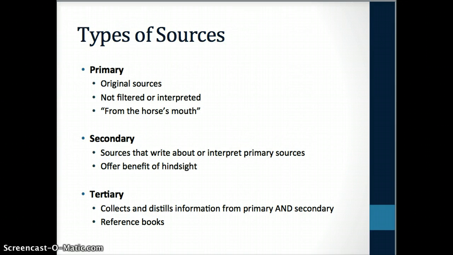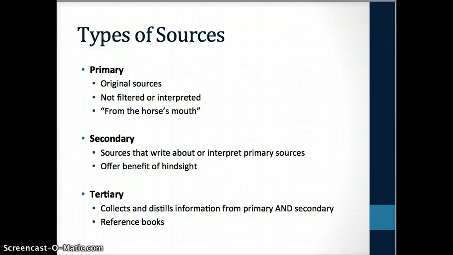What does that mean? Well, this is one more way we can break down and think about the types of sources available to us. Primary sources are original sources. If you sit down and write a diary, dear diary, this is what I did today, and 100 years from now somebody finds your diary, that would be a primary source for your life. We could be talking about artifacts, we could be talking about texts that people have written. These are unfiltered and uninterpreted sources. They're kind of from the horse's mouth.